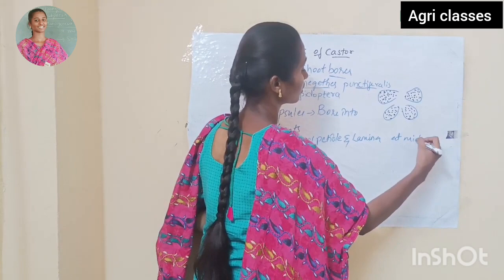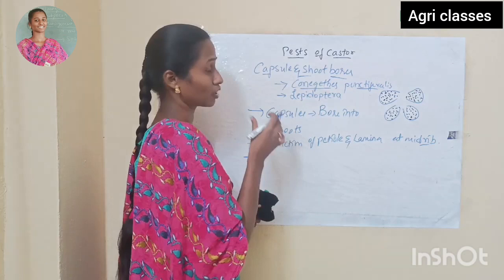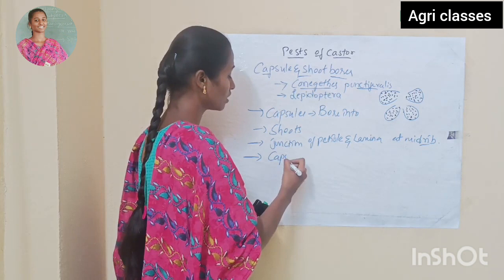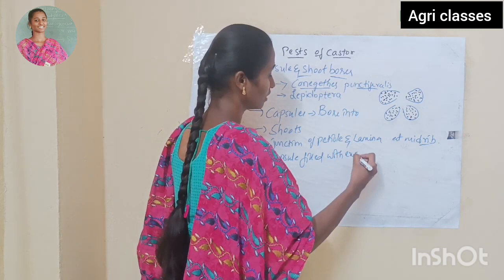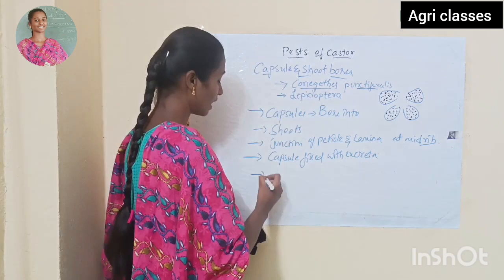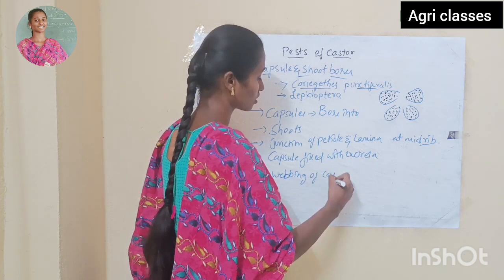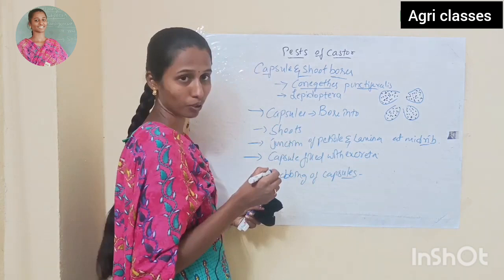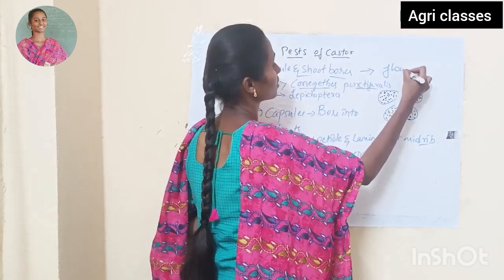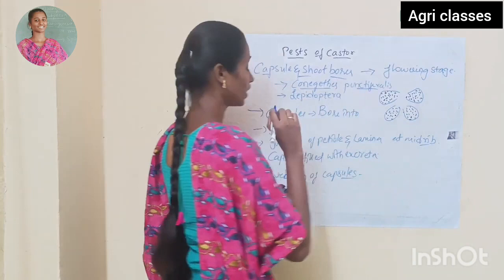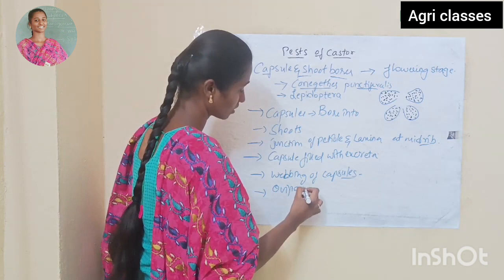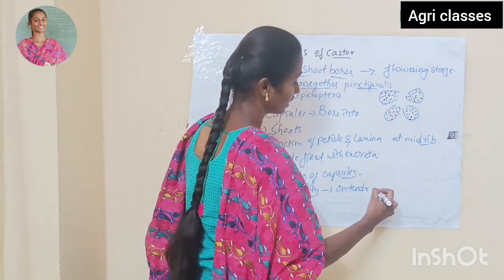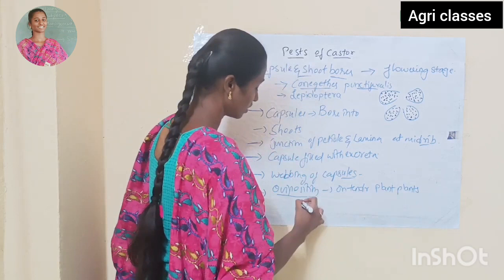and rarely we can observe it at the midrib. So due to the attack of shoot borer and capsule borer, we can observe the capsules filled with excreta, fussy material present in the capsules of the castor, and webbing of the capsules. It will indicate the presence of capsule and shoot borer. Okay, so mostly we can see this pest at flowering stage. Oviposition takes place on tender plant parts, and pupation takes place inside the bored capsule.